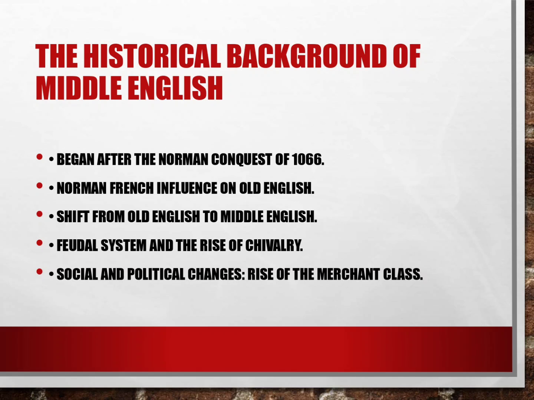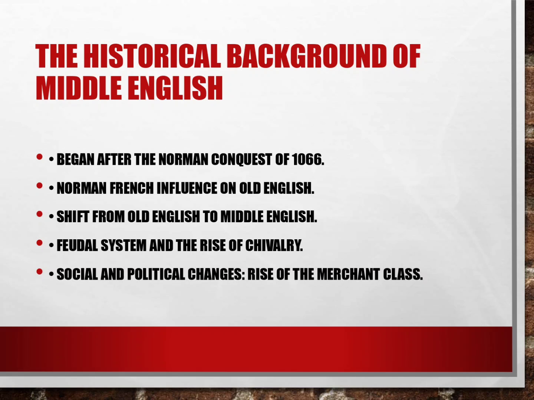Over a period of time, there was interaction between the Anglo-Saxons, who were Old English speakers, and the Norman rulers, the French speakers. The Anglo-Saxons spoke Old English, and the French Norman rulers spoke the French language. So this resulted in a blending of languages, giving rise to Middle English. So that's how the Middle English language came into being. It was a shift from Old English to Middle English. And the social and political changes can also be seen in the Middle English period.